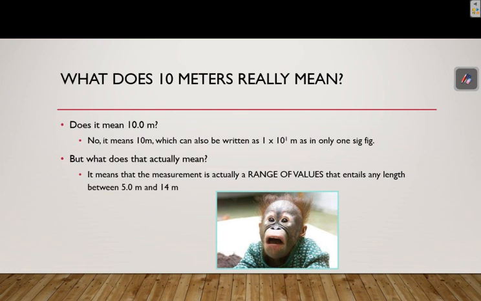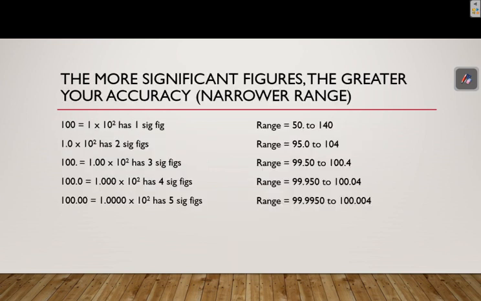Well, what it means is 10 is actually a range of values between 5 and 14, because 5, 6, 7, 8, or 9 will all round up to 10, and 11, 12, 13, and 14 will all round down to 10, right? So, let's look at this chart. What we really mean is, the more significant figures in your number, the greater the accuracy is in that number, and what that really means is there's a narrower range of values that number could actually be.